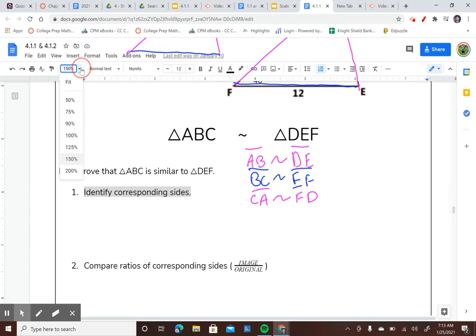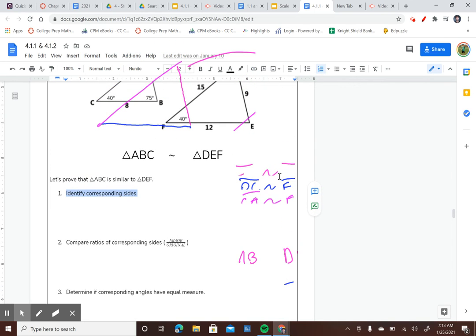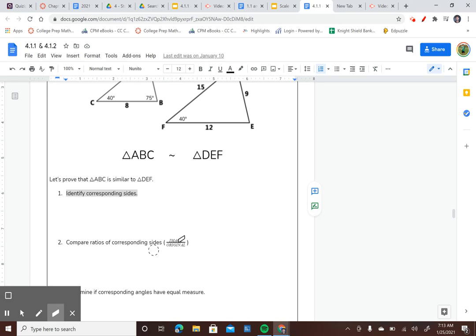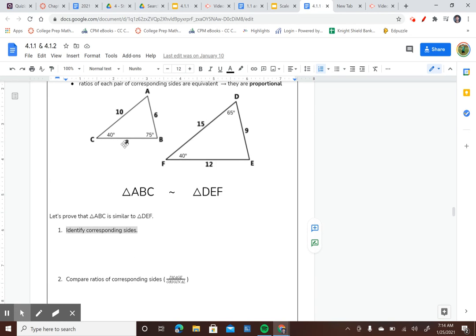And now if we zoom out here, we're going to take a look at the ratios of corresponding sides. We just said that AB corresponds with D and E. So we'll take a look at that side length, and it's going to be 6 and 9. Now here's the key here. We're going to write this as the image number, which is going to be 9, over our original figure, which is going to be 6.